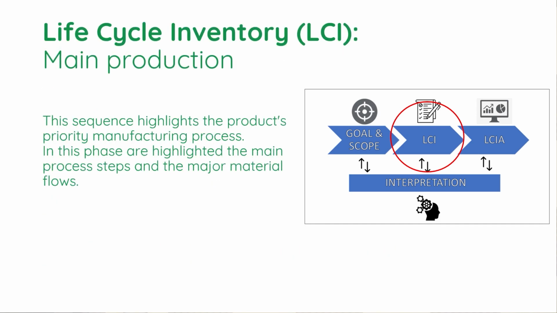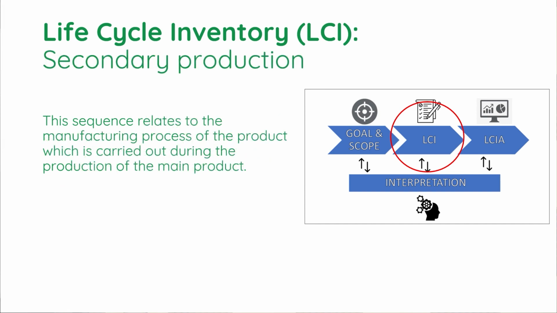So, when coming to the life cycle inventory, the main production, which is one of the 7 steps, highlights the product's priority manufacturing process. In this phase, you can see that the main process steps are highlighted and the major material flows. Second, which is called secondary production, relates to the manufacturing process of the product, which is carried out during production of the main product.